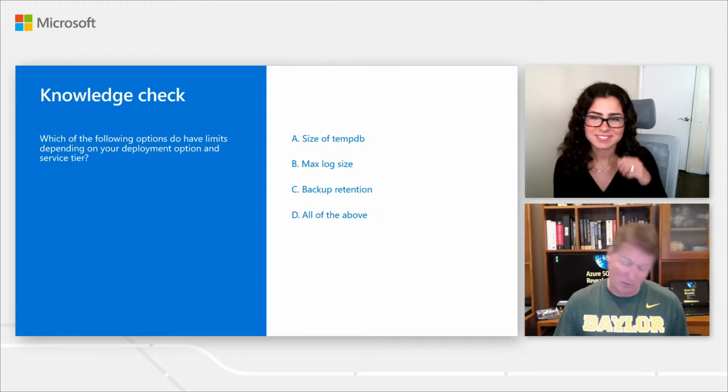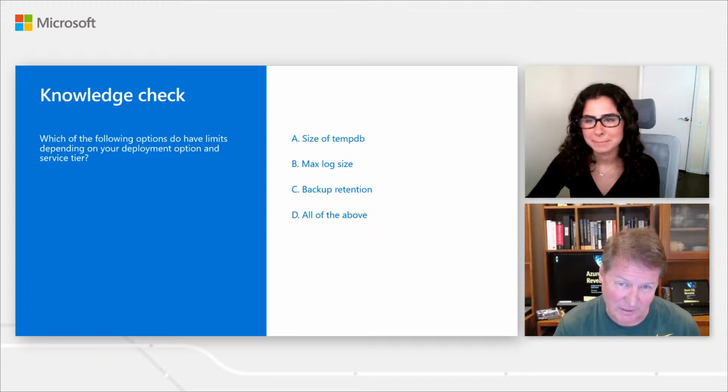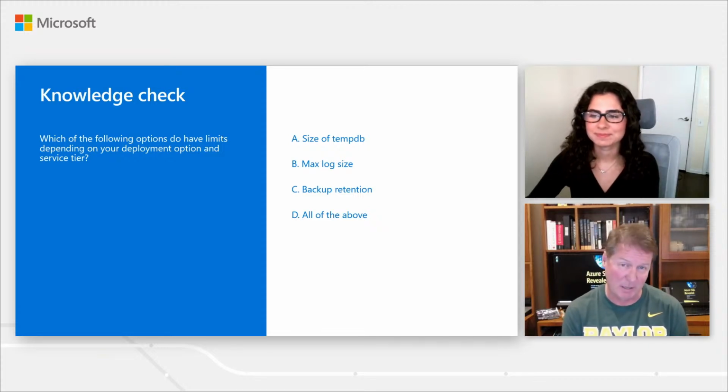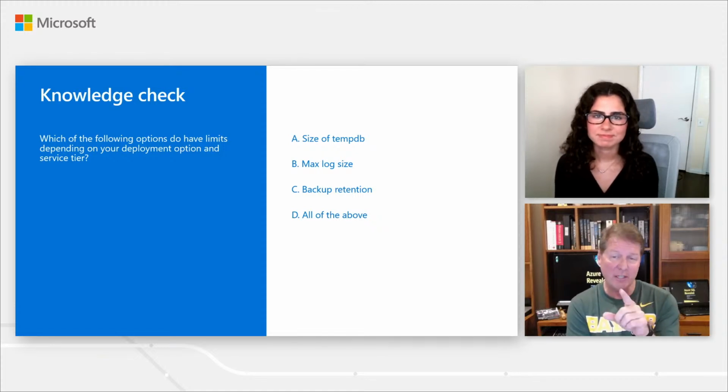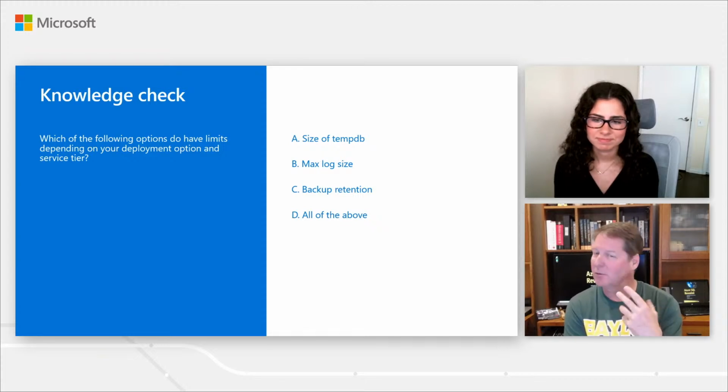Well, if you tuned in last week, it's okay if you didn't. But I told Anna that I like to take multiple choice tests by process of elimination. It's a quick way to get through an exam and to give you more confidence in your answers. So if I look at this right here, I know that size of TempDB is something I just talked about. That is a limit that will be a factor of your deployment option and service tier. So is max log size. Okay, so since size of TempDB and max log size are both correct, it can't be one of the two because they're both correct, and it can't be C because they're both correct, so it's got to be D.